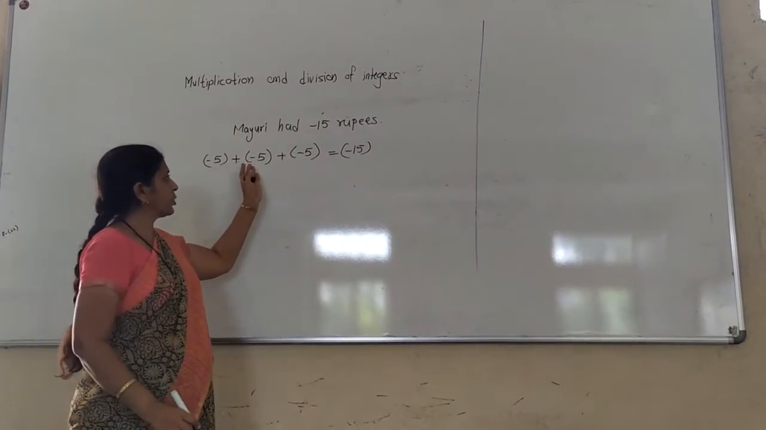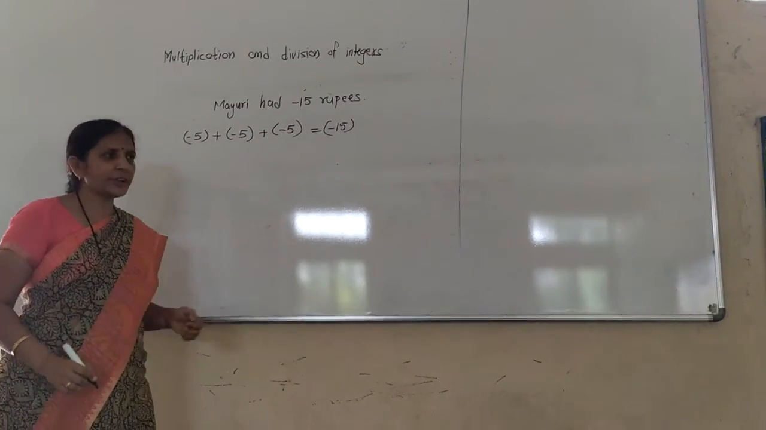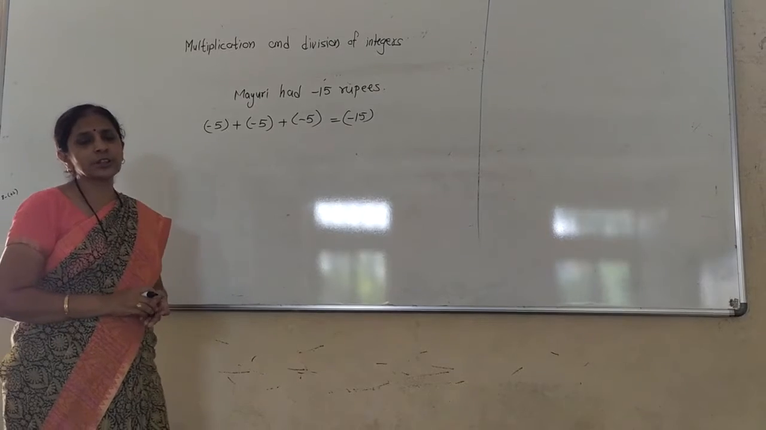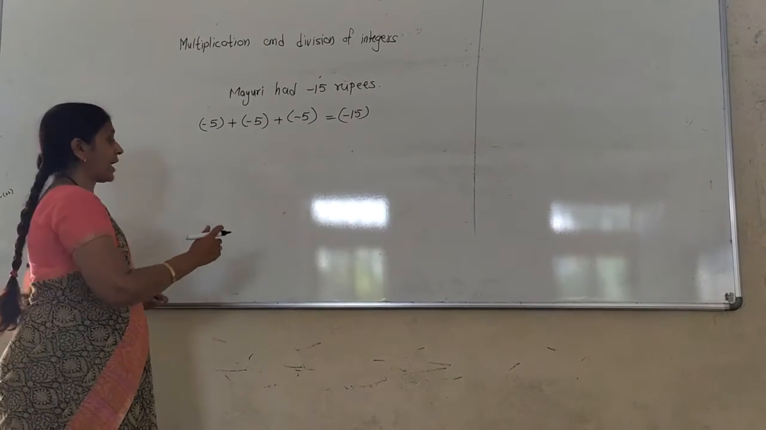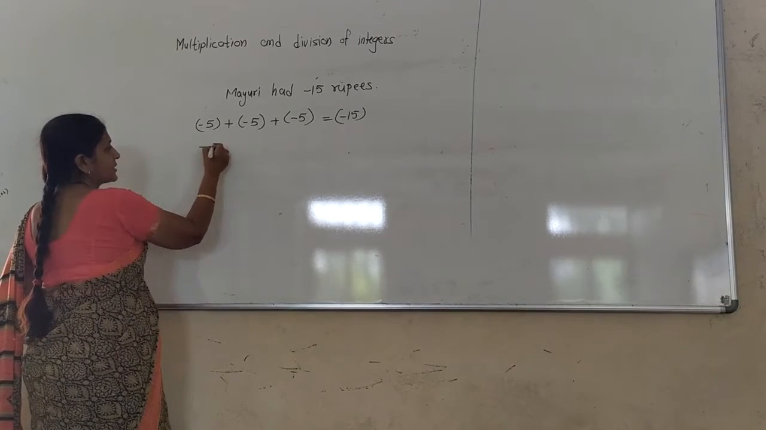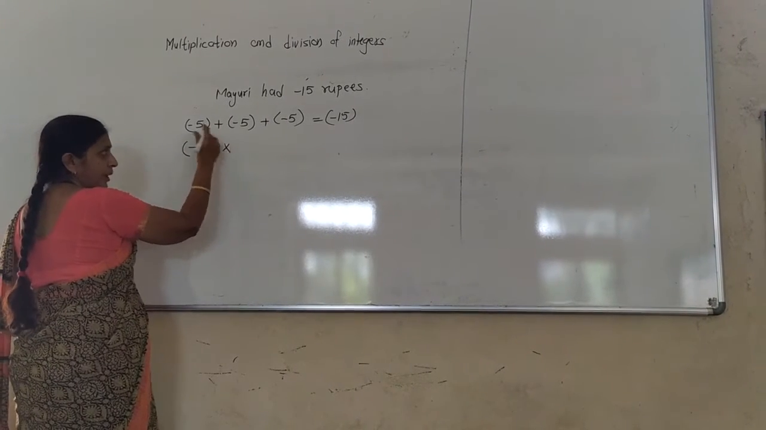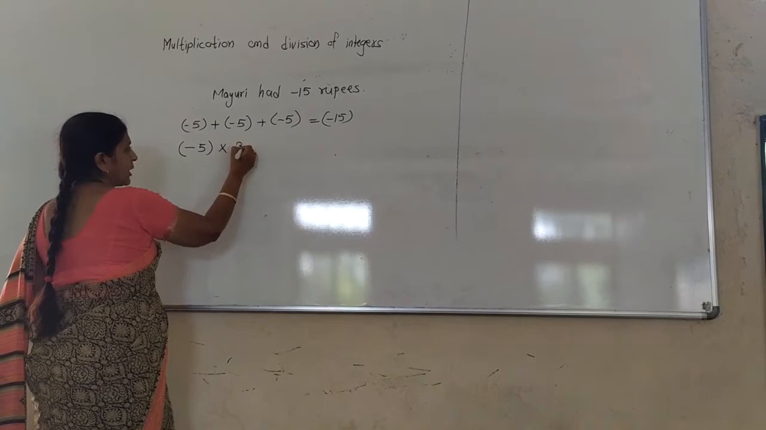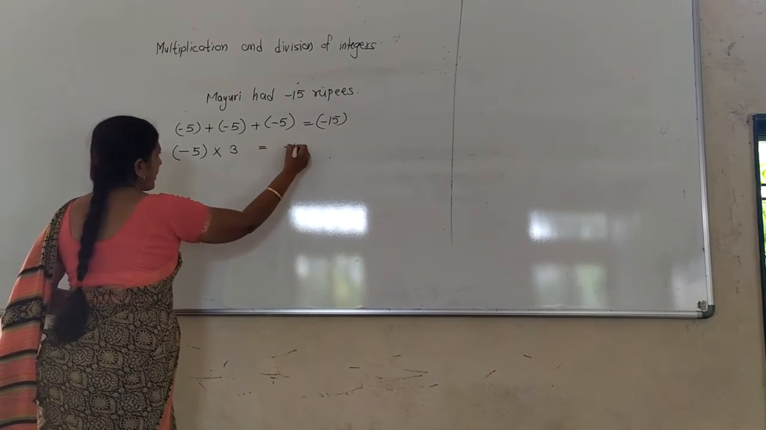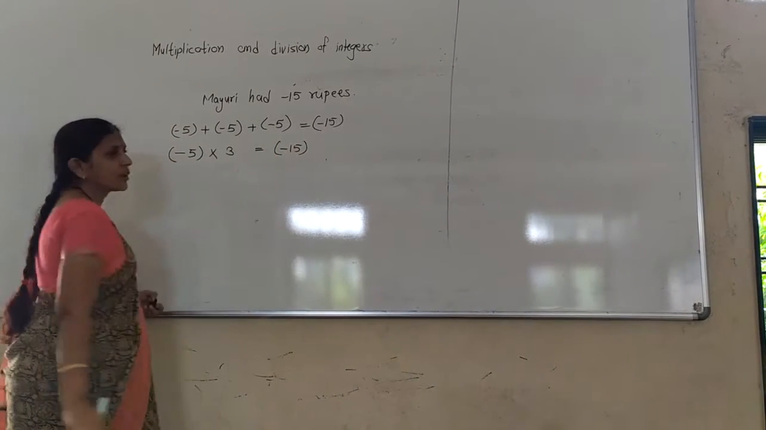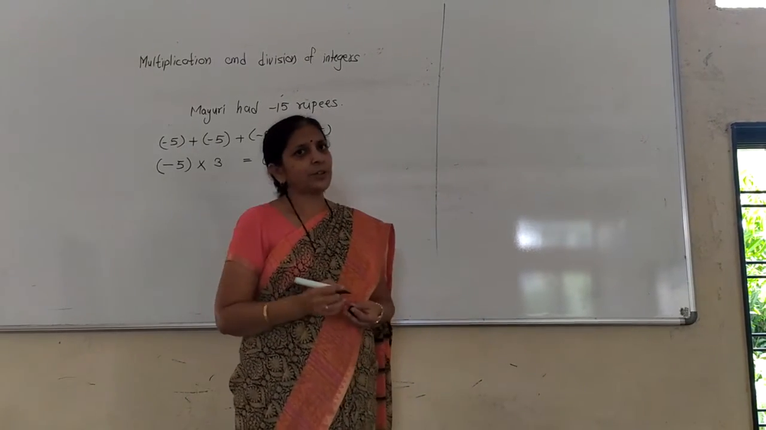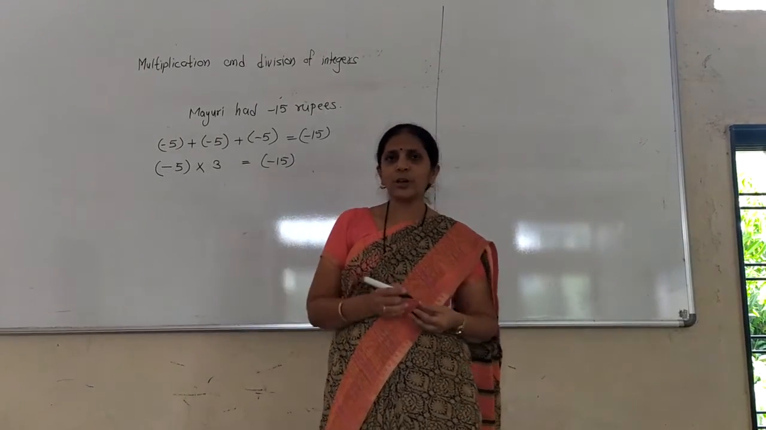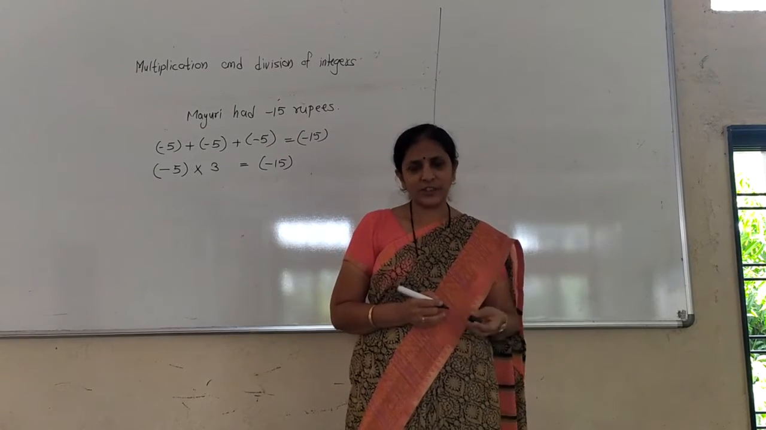addition of the negative 5 again and again, that is called repeated addition. Multiplication is nothing but repeated addition, that you know. So how to write that? You can write it as minus 5 multiplied by how many times? 3 times. So minus 5 multiplied by 3 gives us minus 15. Of course, Mayuri paid back that money to her friends the next day.